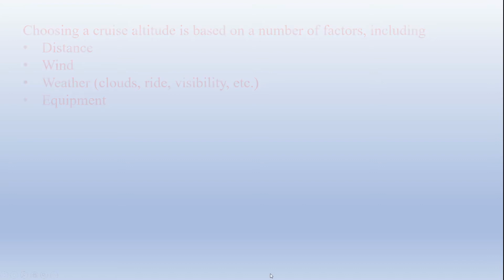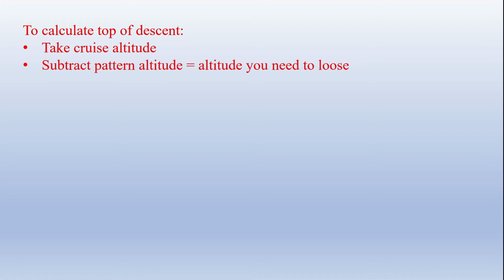So let's talk a little bit about how to determine our top of descent, or when we need to start down from our cruise altitude to get into the pattern at our airport of destination. Most airplanes use what we call the 3-to-1 rule, meaning that most airplanes, including even large jets, need about 3 nautical miles to lose 1,000 feet of altitude. So we can use that in a little formula to determine what our top of descent is going to be. The way we do that is we take our cruise altitude and subtract the pattern altitude, which gets us the altitude that we need to lose, and then we multiply the result by 3.